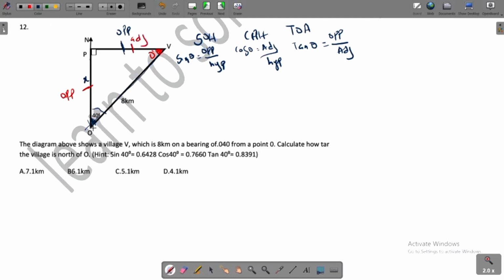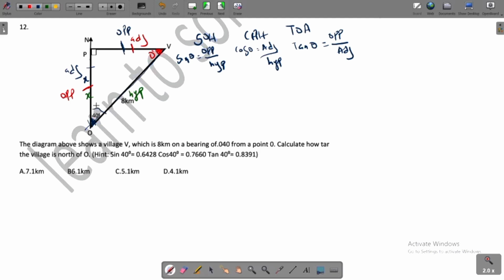But if you are considering this side, this would be the opposite and this would be your what? Adjacent. The moment you can list this out, you're halfway done with your answer. So now we are using this side we have here to find our x, and we are given this side which is called the hypotenuse. So we want to make use of this side.